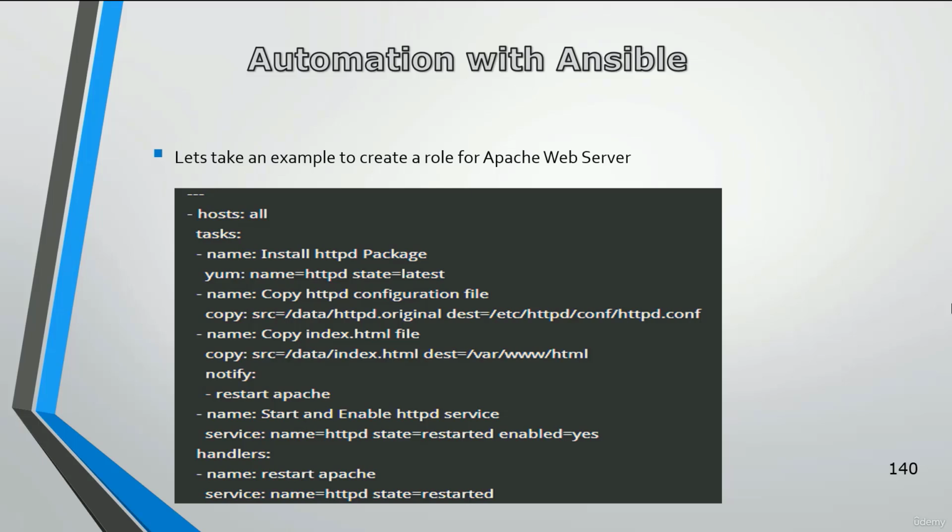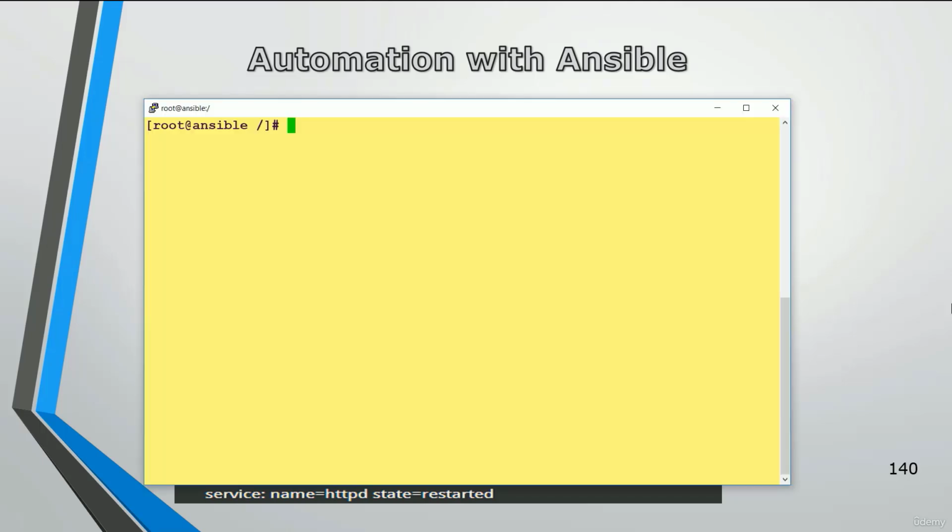Suppose you have to do the same exercise in an organized way, then you have to go with roles. So let's start. First of all, the command to create the role, which we have already done. Let me do it again. The command is ansible-galaxy init, init is to initialize, and I'm going to create a role. The name of the role is apache, and I'm making it offline.